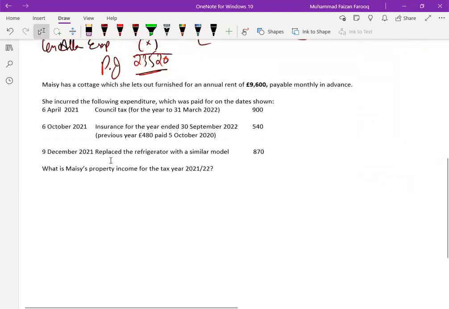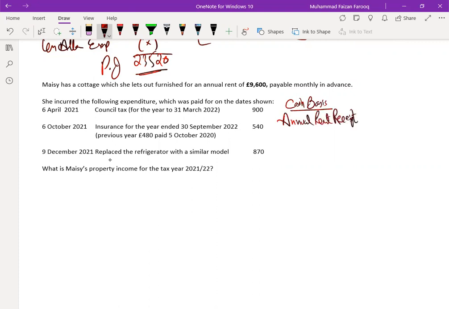Now in this question, we have to do the complete solution. First of all, tell me which basis you are going to use, cash basis or accrual basis? Cash basis. Cash basis means annual rent receipt, because it's not mentioned which basis to use. So that's why we are going to use cash basis. First of all, how much money did you receive?